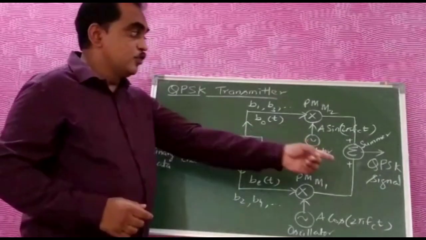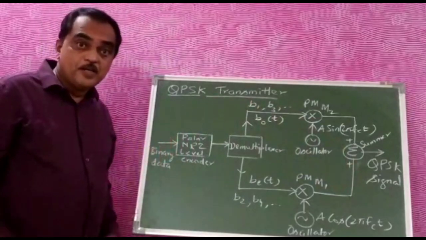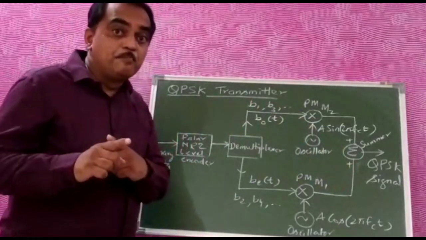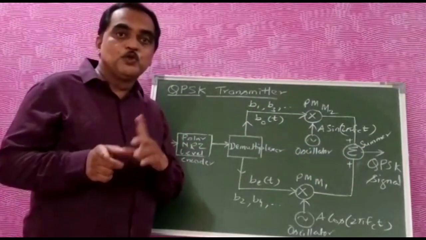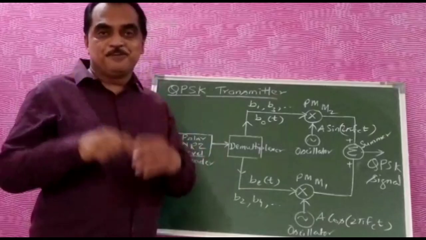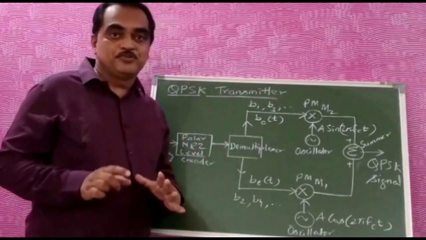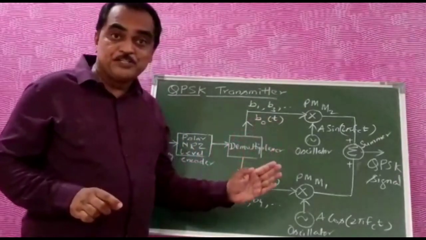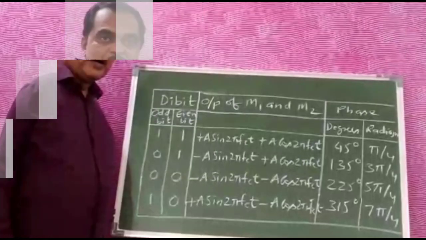So here it is your QPSK signal which comes out for the incoming binary data, which increases the number of data bits per second as compared to binary phase shift keying and differential phase shift keying, that is BPSK and DPSK. This is the advantage of QPSK. So we have 4 phase shifts as output, where every phase shift is going to indicate 2 bits.